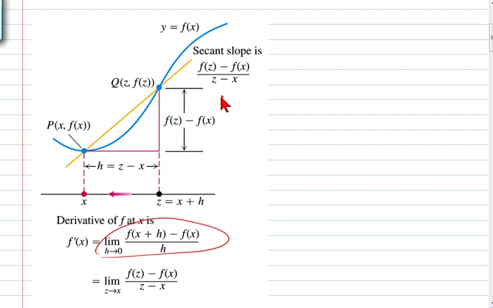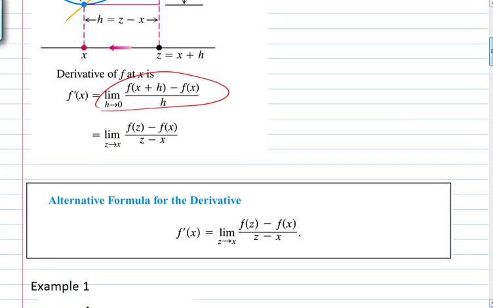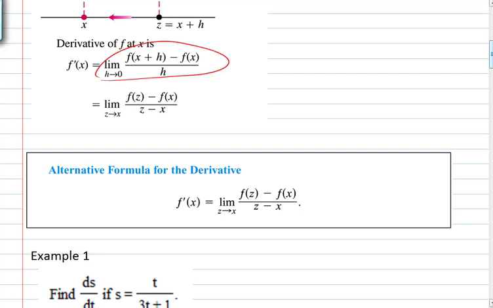Because in a couple of sections, we're going to learn some shortcut rules and get away from the limits altogether. Can't wait for that day, huh? All right, so this is the alternate form of a derivative. It is just that. It's an alternate. Okay, if you want to use it, great. If not, that's okay too.